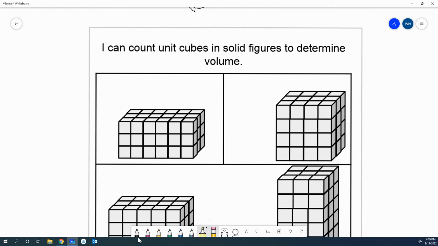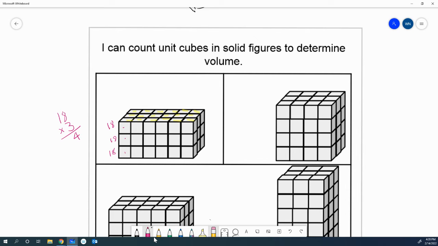So first things first, let's count the top layer. 1, 2, 3, 4, 5, 6, 7, 8, 9, 10, 11, 12, 13, 14, 15, 16, 17, 18. If there's 18 unit cubes on this top layer, then I know there also has to be 18 on this layer. And there also has to be 18 on this layer. Because as you can see, it's like a layer cake. It's 3 layers high. And each layer has 18 cubes in it. So in order to find out how many cubes we have total, we're going to multiply 18 times 3, because there are 3 layers.